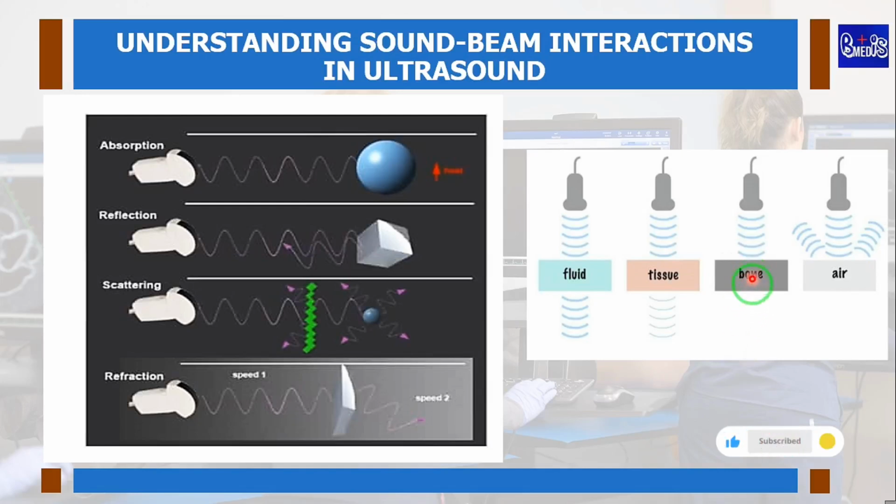So what you see below the bone is shadowing, acoustic shadowing, because no ultrasound energy gets there. The same thing is applicable for air. There's total reflection. So this total reflection leads to shadowing too, where you can't appreciate any organ below this. We'll get to see all of this in subsequent images.